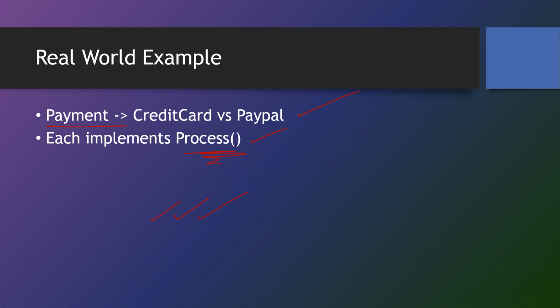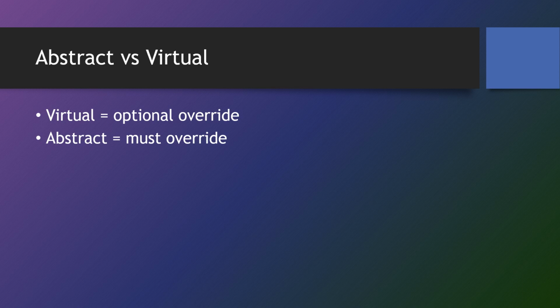Abstract versus virtual. Virtual means this method has a default implementation, but you can change it. Abstract means there is no implementation. You must provide one. Virtual is optional. Abstract is mandatory.